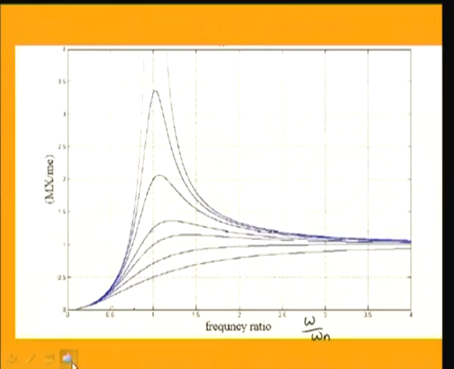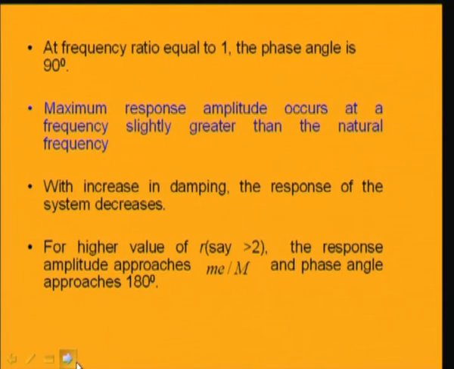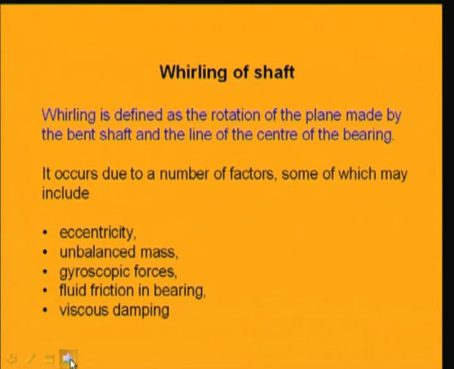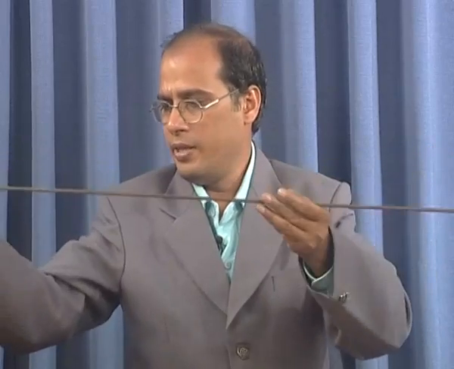Let us now study the whirling of shaft. Let me show you. This is a shaft. The shaft may be in the bearing, so I can show you two bearings. This is one side of the bearing and this is the other bearing. In this bearing you can mount the shaft, holding the shaft.